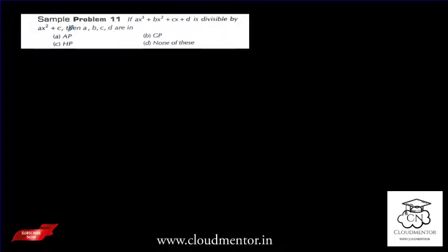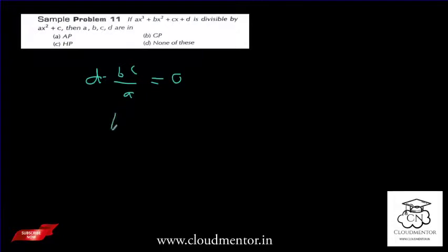We have to confirm: since ax cube plus bx square plus cx plus d is divisible by ax square plus c, the remainder must be 0 if it is divisible by that term. That means by dividing, we get d minus bc by a, which must be equal to 0, so bc by a equals d.